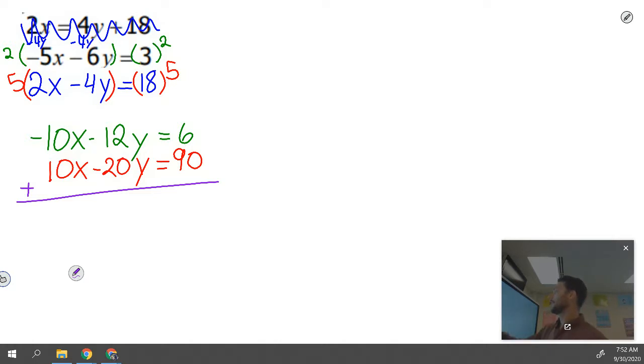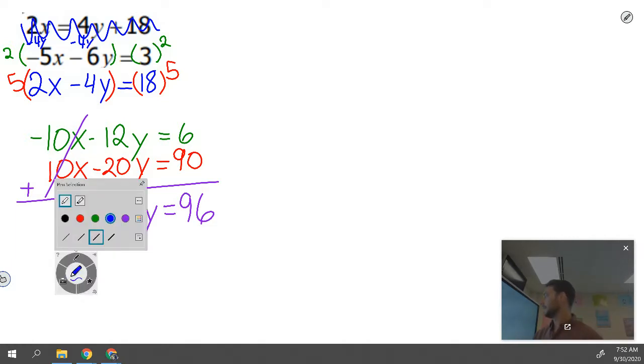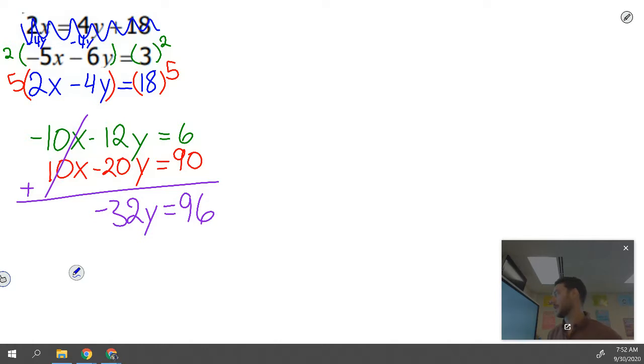Okay. So if I cancel these out, because that's our elimination step, we have negative 12y plus negative 20y, which is negative 32y, is equal to 6 plus 90 is 96, right? And if I divide here, so your numbers might get a little big on you, but it all should work out. If I divide here negative 32 on both sides, we get y equals 96 divided by 32 is a negative 3.